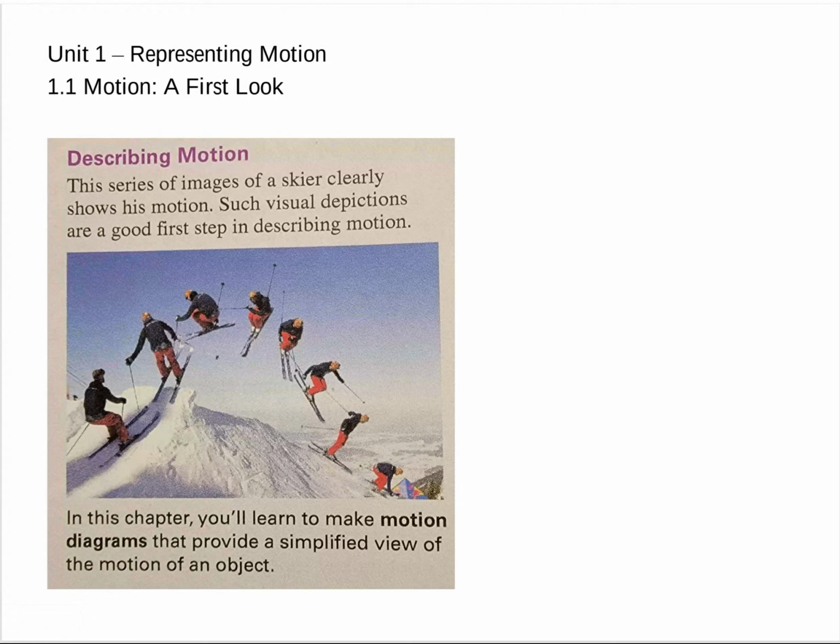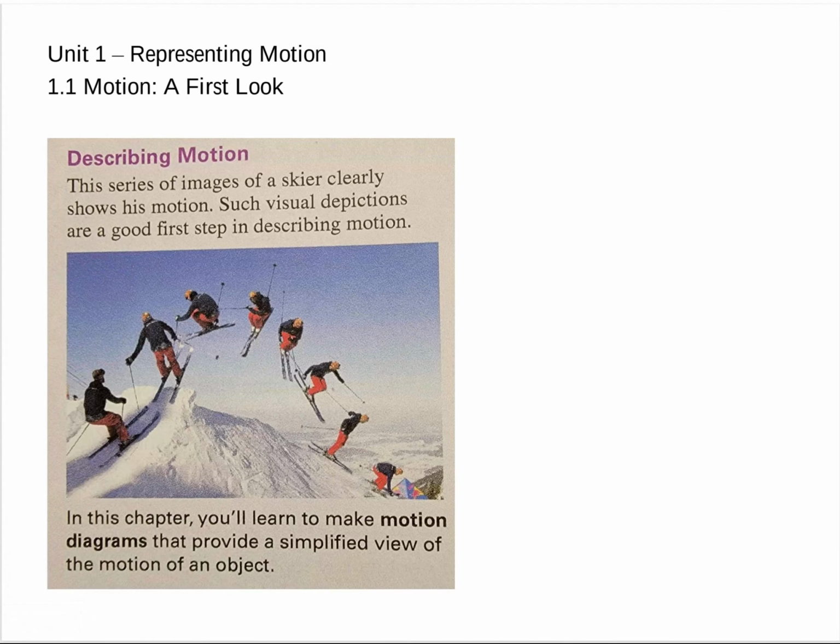So right off the bat here, we're going to describe some motion. We have a series of images here as a skier went over a nice big jump. It's clearly showing his motion. So it's like the camera was staying still and it took pictures at a regular interval as the skier went over the jump. Okay, so let's describe what we see going on here in this series of images.